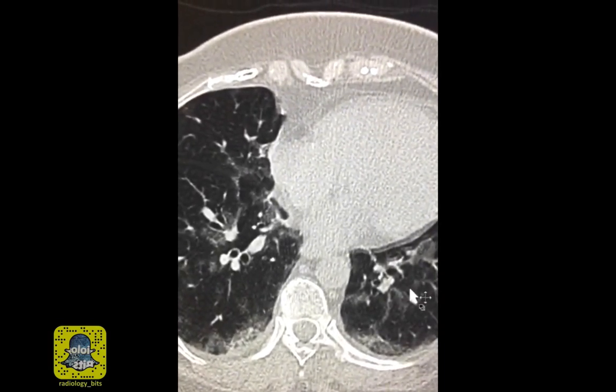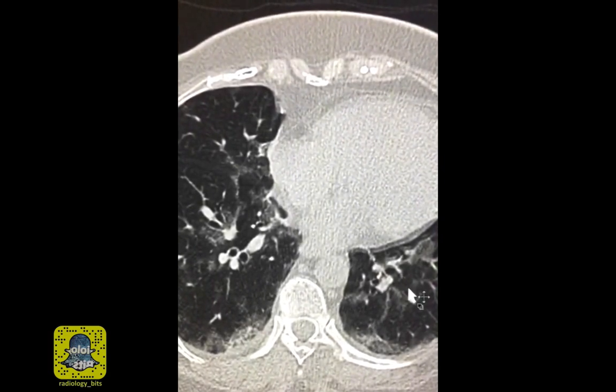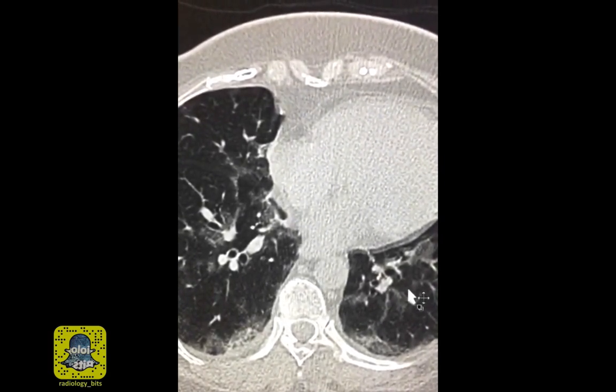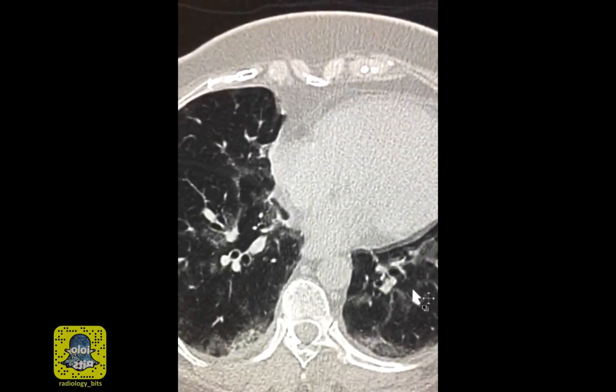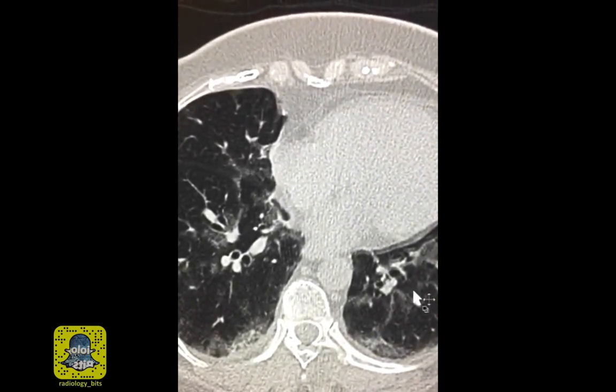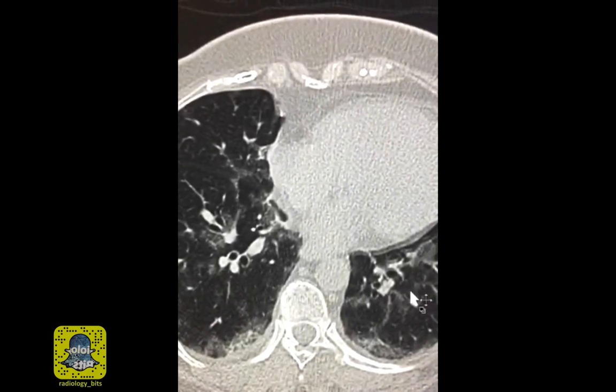Fourth, organizing pneumonia has various appearances. The one that would suggest the diagnosis is what you see here. The typical appearance is multifocal bilateral airspace opacities in peripheral, peribronchovascular, and basilar distributions.